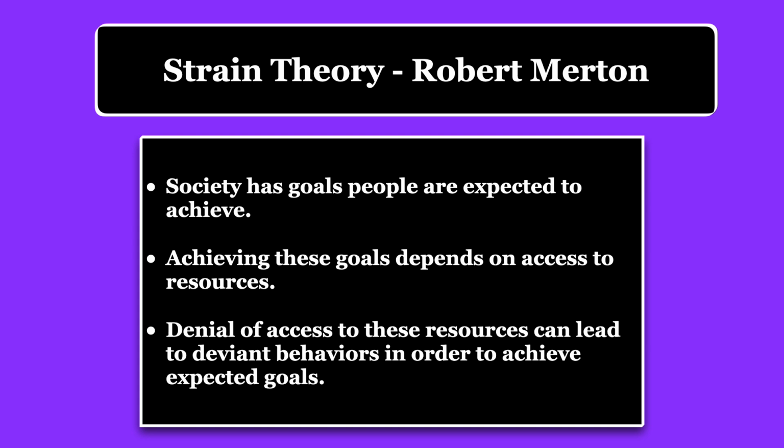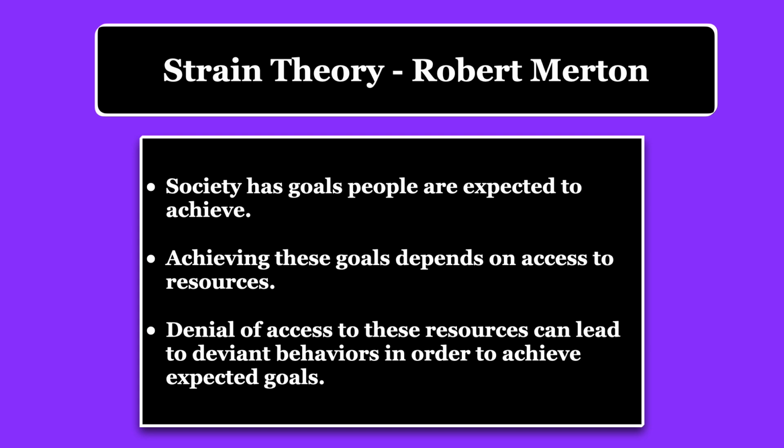Merton further says that achieving these goals, however, depends on a person's access to resources. In other words, if people are going to achieve the goals that society has set out for them, they need to be able to achieve those goals in some legitimate form or another. They need to have access to the resources that they need to achieve the goal. They need to have access to a good education, for example. They need to have access to a good job. They need to be able to invest their money appropriately if we're talking about, again, the American dream.